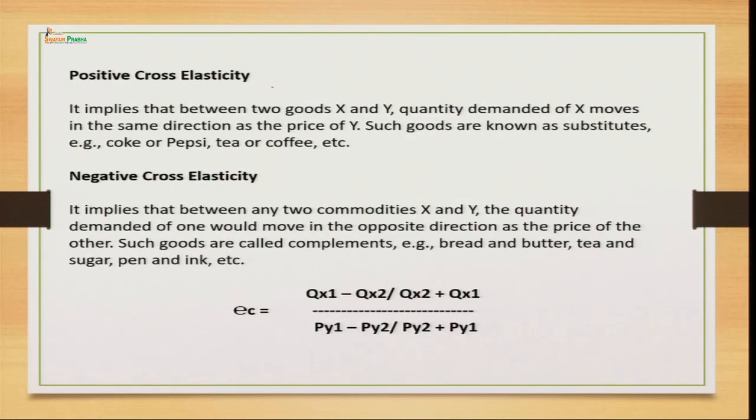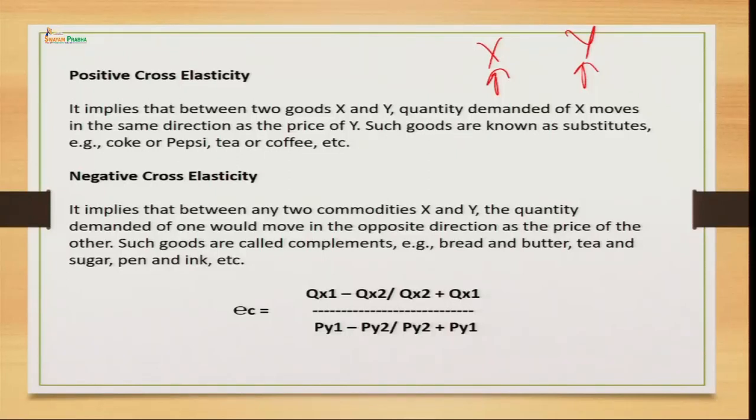So here again we have positive and negative cross elasticity. Positive cross elasticity will be there in case of substitute goods. When the products are of substitute nature, we can see that when the price of X increases, the demand for Y increases. The demand for Y will increase when the price of X increases, because they are substitutes. People will shift their demand from one commodity to another commodity, right? So cross elasticity is positive in the case of substitute goods, whereas it will be negative in case of complementary goods.